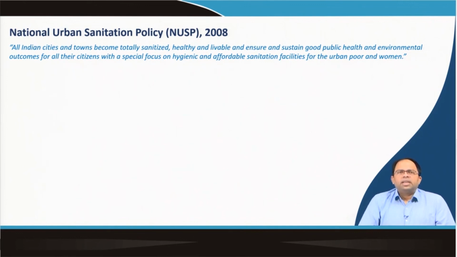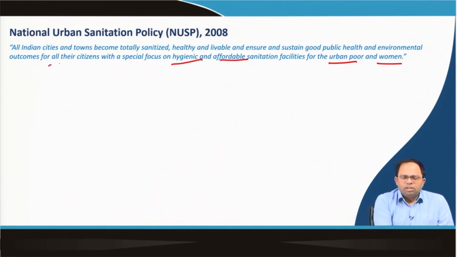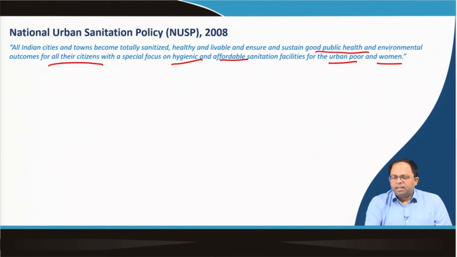So, what does the National Urban Sanitation Policy say? It says that all Indian cities and towns become totally sanitized, healthy and livable, and ensure and sustain good public health and environmental outcomes for all their citizens, with a special focus on hygienic and affordable sanitation facilities for the urban poor and women. So, these are the vulnerable groups we should look after. Then it should be affordable, it should be hygienic for all citizens and good for public health and also for environment, right. So, this is the goal of our National Urban Sanitation Policy.